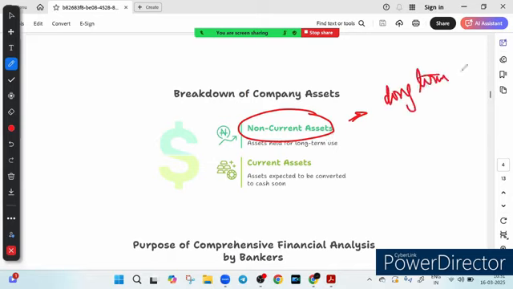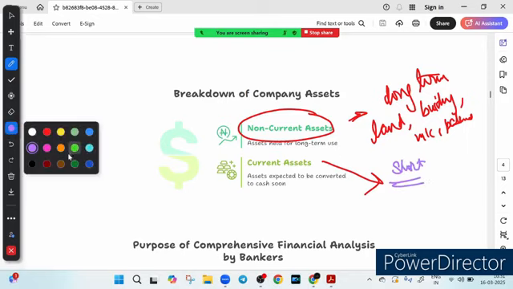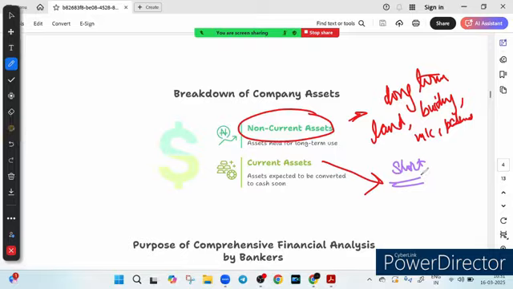You can think of examples like land, building, machinery, patent, or investment that won't be converted into cash anytime soon. These assets provide stability and help the business grow. Then we have the second type, which is called current assets. These are the short-term resources that a company expects to convert to cash soon.